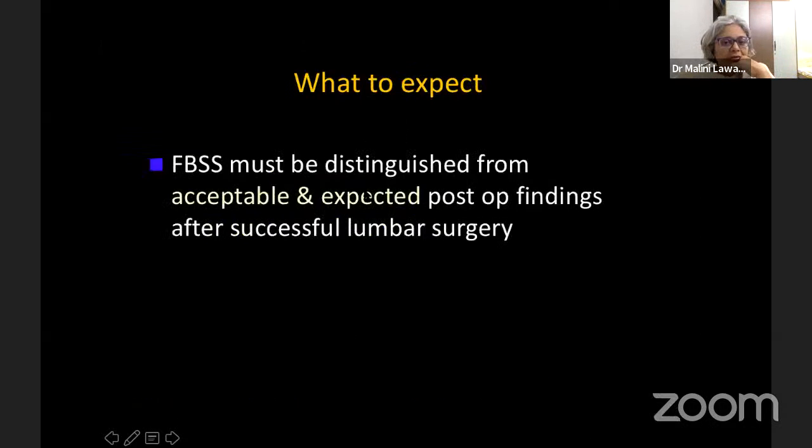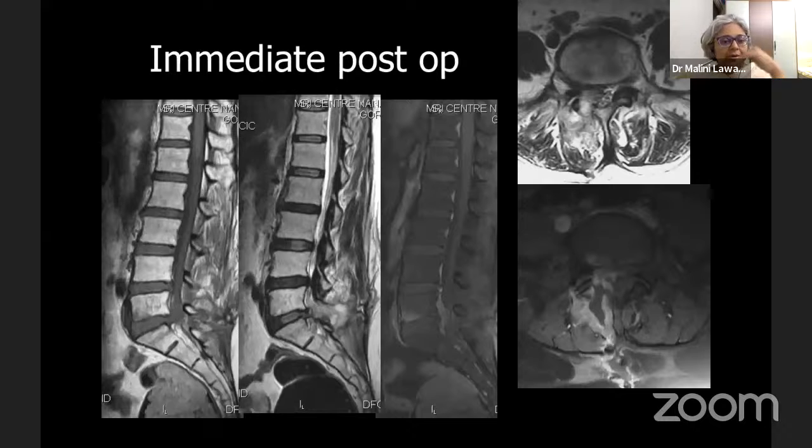Now, this is the most tricky part in post-op MRI of spine, that you have to differentiate the abnormal findings from the acceptable and expected post-operative findings after a successful surgery. And this is where the whole difficulty lies on MR.